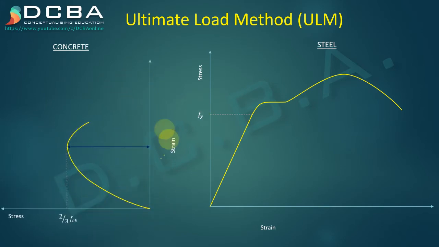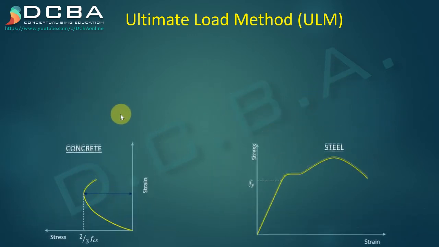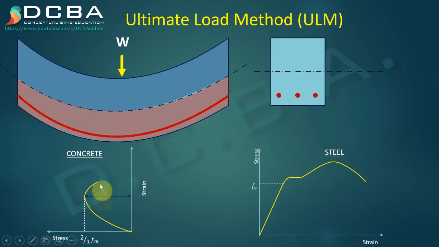Again, we'll just rotate this anti-clockwise and try to impose it over the cross section. If I take this diagram here and flip it over, this will give me my stress diagram for concrete as well as steel if I want to show them together. So steel is here, it is having Fy, and concrete having a maximum ordinate of 2 by 3 FCK.